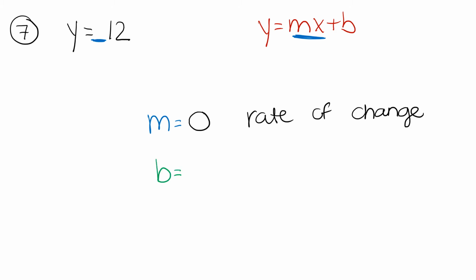The b value is what's left over at the end by itself, the plus b. In this case, all we have in this equation is 12. So our initial value would be 12.